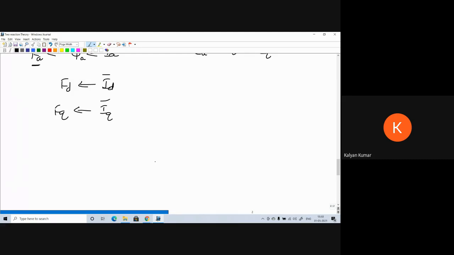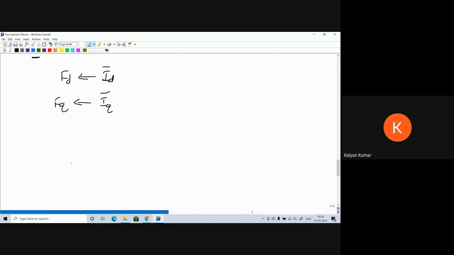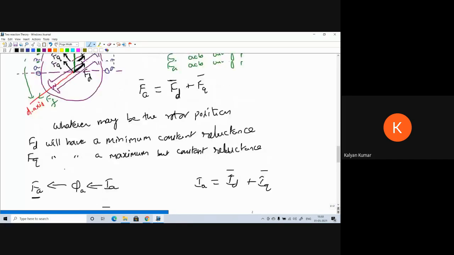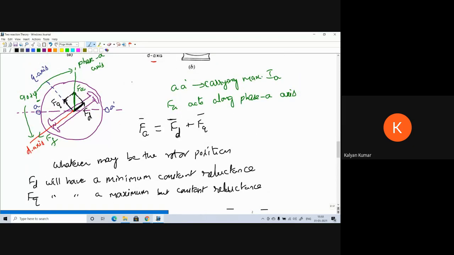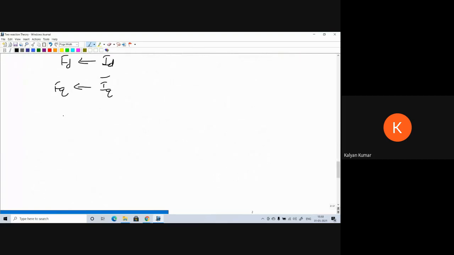So which components are called direct axis components? Which components are called quadrature axis components? The components which are in phase with the direct axis are called direct axis components, and the component which is along the Q axis is called the Q axis component. Now if you see here, what is the value of ID and IQ?